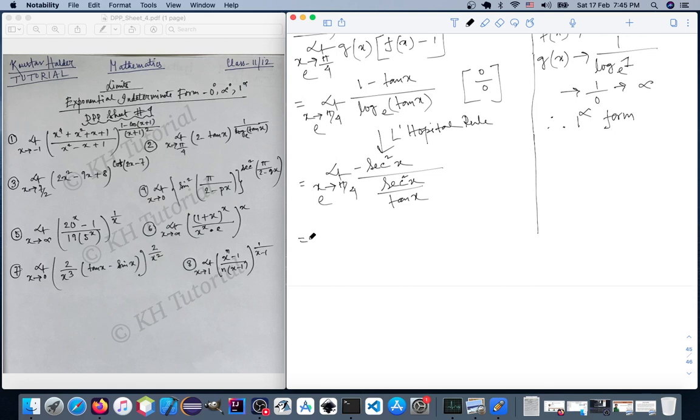This becomes e to the power limit x tends to pi by 4 of minus tan x. Now we can substitute the value of x as pi by 4 and we get e to the power minus tan pi by 4, which is e to the power minus 1. That is the answer.